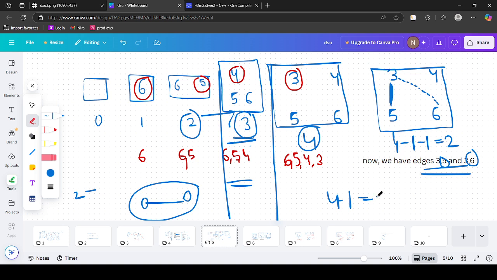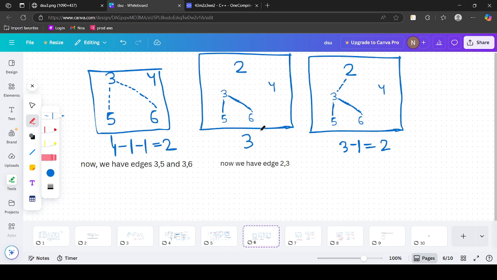And also we have 3, 6. So connect 3, 6 and reduce 1 as well, similar to the before one. So it is 2. Now after adding 3 there are 2 connected components, because 3, 5, 6 is 1 and 4 is 1. So in this way we can get the answer for 3. And let's continue for 2 as well.